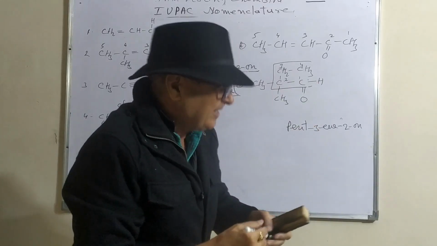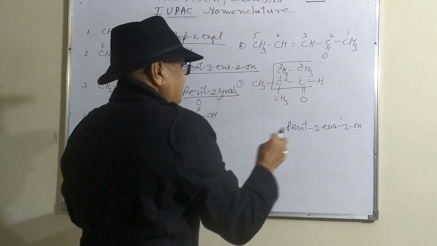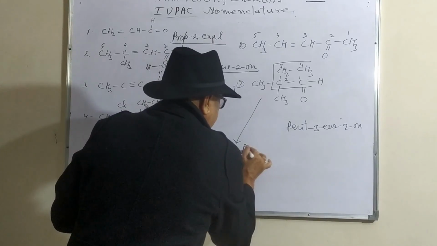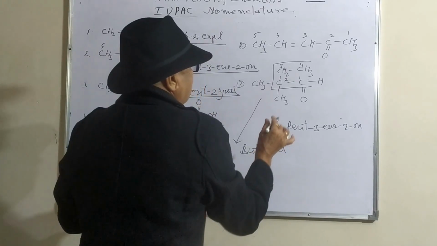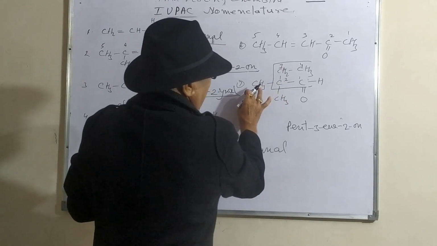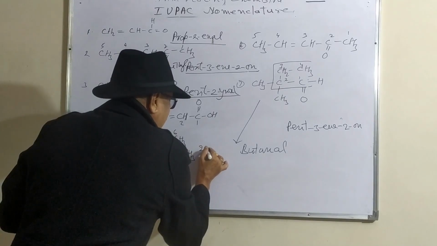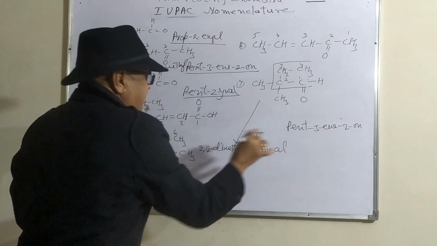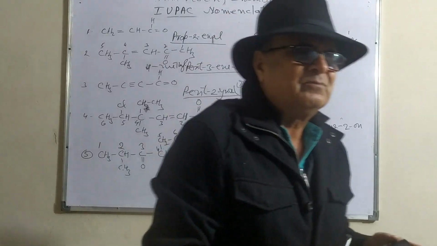So it is an aldehyde, and the name of this compound will be butanal. The name will be butane and al, butanal. So it is butanal, and CH3 is on the second carbon. There are 2 CH3 on the second carbon. Then you will write here 2,2-dimethyl. 2,2-dimethylbutanal. So this is the name of the given compound.